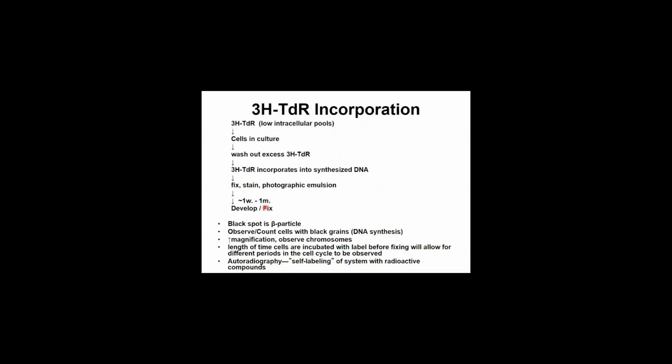And what you can do is put it on a stain, add a photographic emulsion, and within anywhere from a week to a month, you can develop it. Wherever you see a black spot, that's where a beta particle was emitted. You can count the black grains, and that gives you how many cells were undergoing DNA synthesis. You can increase the magnification and actually see chromosomes, and you can change the length of time the cells are incubated with it to allow them to have different periods of label during the cell cycle. This technique is called autoradiography, which means self-labeling, because you're just adding the tritiated thymidine and you're letting the cells take it up.